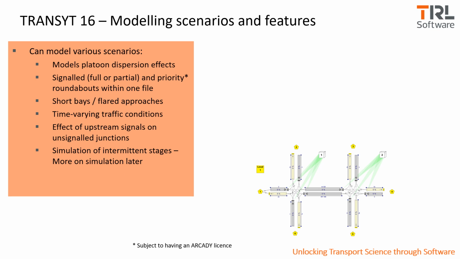You can also model short bays or flared approaches. Time varying traffic conditions can be accommodated if you're prepared to put in traffic flows for each of the different time periods. Effective upstream signals on downstream unsignalled junctions can be accommodated as well, so you get the added bonus of extra traffic across the give-way line when it can see the upstream signals and what state they're at. And then you've got simulation of intermittent stages, and that's provided through the simulation model, which is new in TRANSYT 16. We'll talk about that later on though.